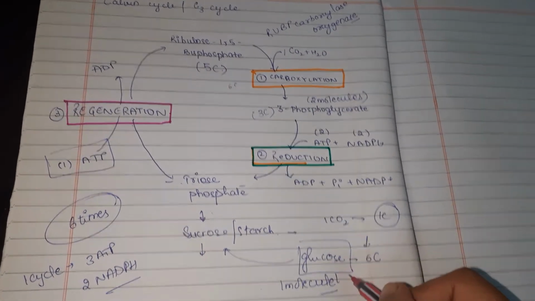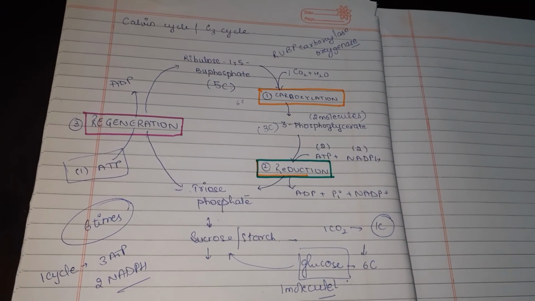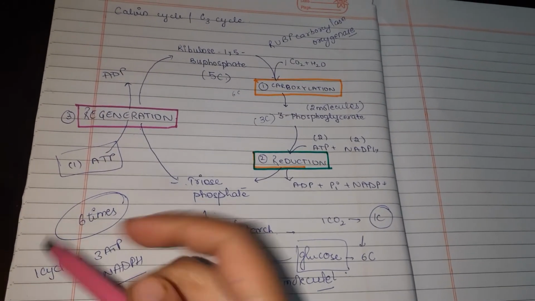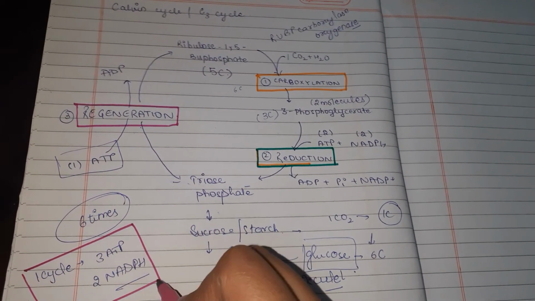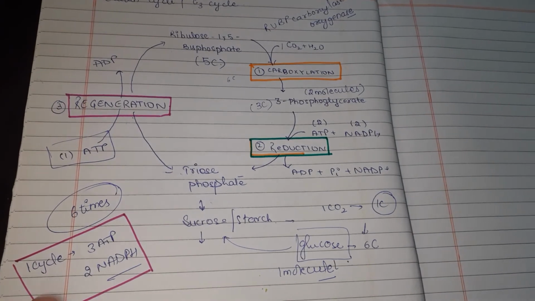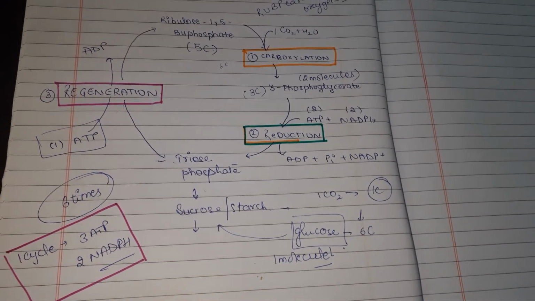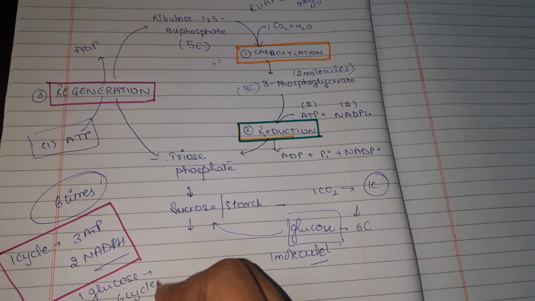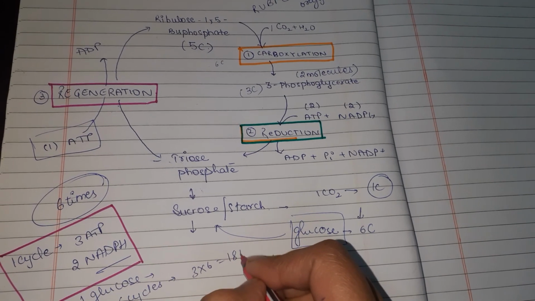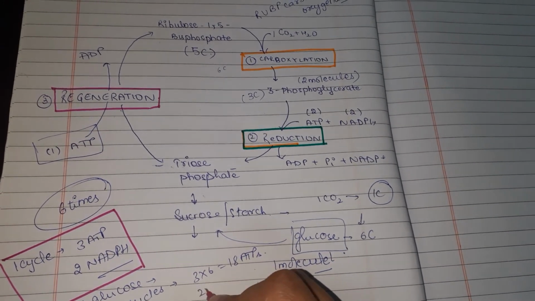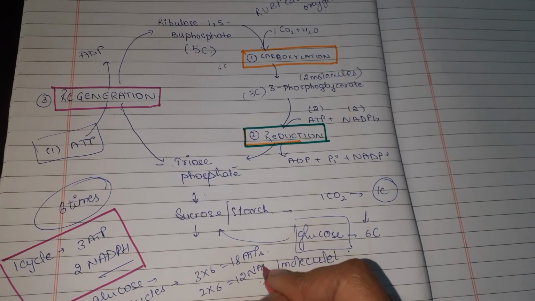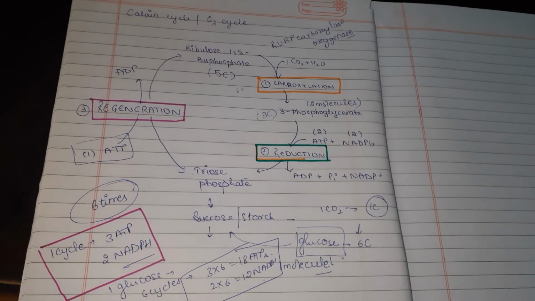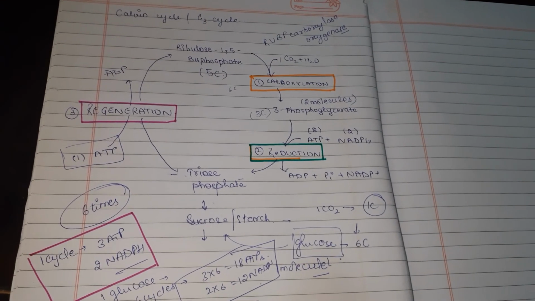So far only one molecule has been made, and many such molecules must be formed. Now one molecule of glucose is formed. Questions come on this, so this is the gist of the whole cycle, okay? One cycle requires this. So when you are asked about one glucose, it takes 6 cycles: 3 into 6, 18 ATPs, and 2 into 6, 12 NADPH molecules. Simple, okay? So I hope you got what I said. It has become a bit messy, but I hope you understood.